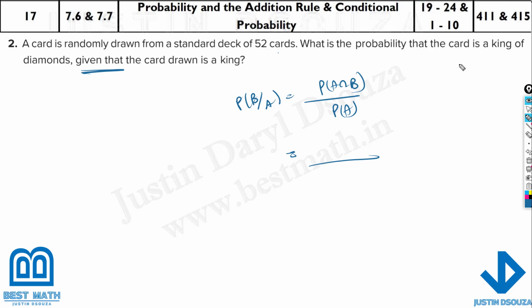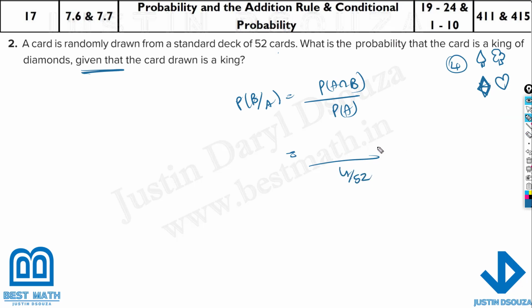How many kings are there in a deck of cards? 4. There is the king of spades, and clubs. These are the 2 black suits. Then there are diamonds, which is a red suit, and hearts, that's a red suit. So there are 4 suits, which are very badly drawn here. There are 4 kings, and there are 52 total. That is probability of A. Let me write it over here.